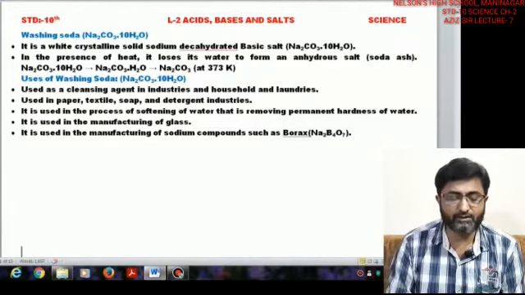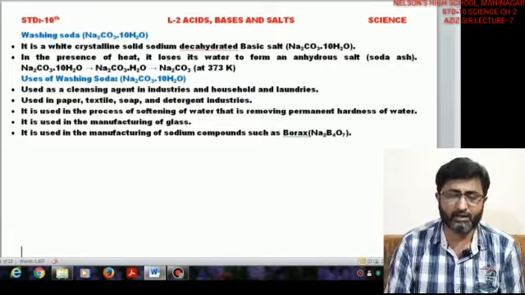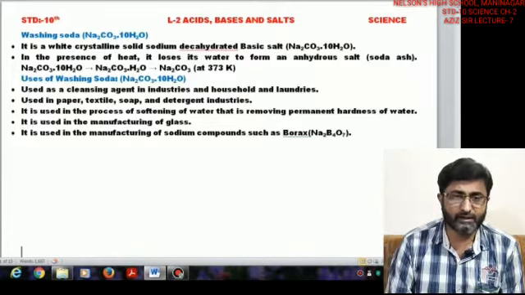Fine. So these are the major uses of sodium carbonate, Na2CO3, and NaHCO3, that is sodium bicarbonate. So these are the major uses.